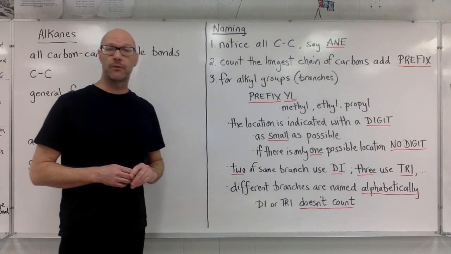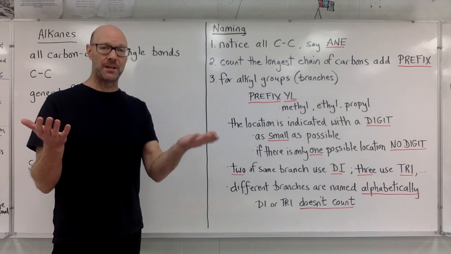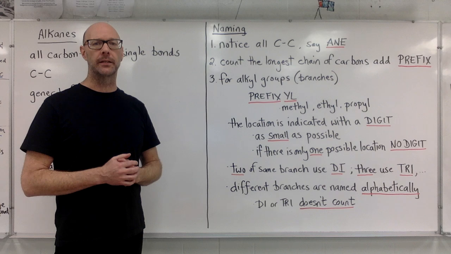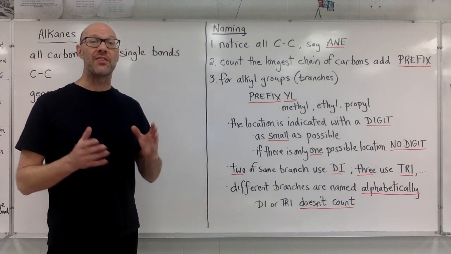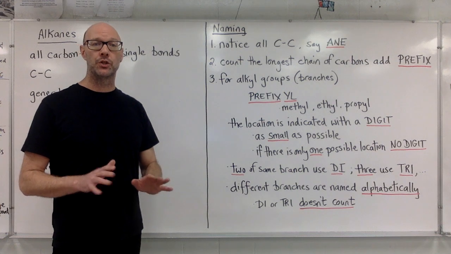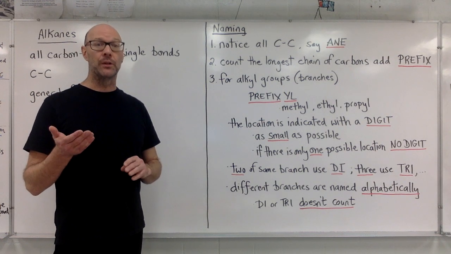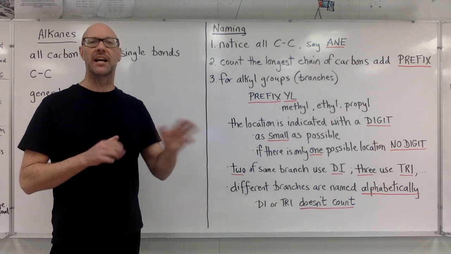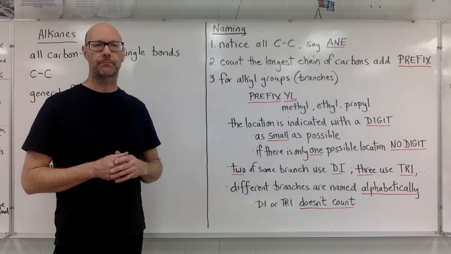Different branches, however, are going to be named alphabetically. If we have an ethyl and a methyl, well, E comes before M alphabetically. And if we did add a di or a tri into our name, that does not factor into our alphabetization. This means that ethyl comes even before dimethyl. The D of the di does not factor in. We're focused on the M of the methyl.